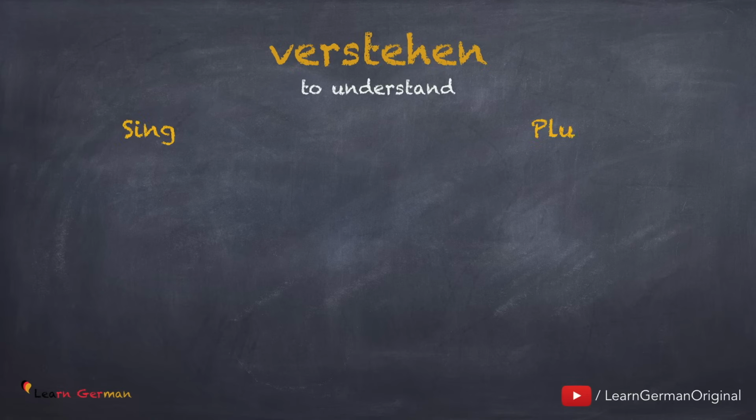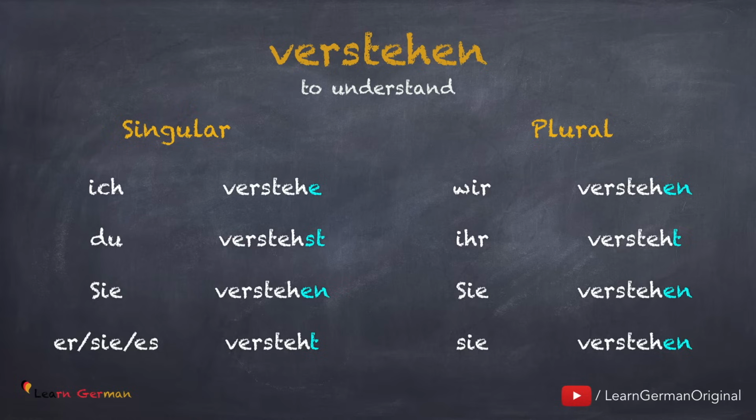Now let's see how to conjugate the verb. Since the prefix is not going to be separated from the verb, the conjugation is very simple. Depending on whether the verb is regular or irregular, you have to conjugate accordingly. And if you want to revise the conjugation of regular and irregular verbs, you can watch the videos. The links are given below. So here's the conjugation. Ich verstehe, du verstehst, sie, er, es versteht, wir verstehen, ihr versteht, sie verstehen, Sie verstehen.